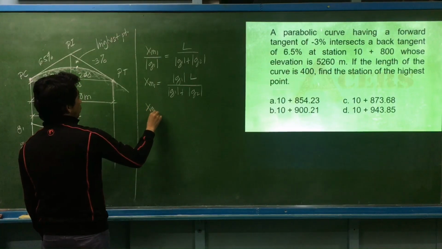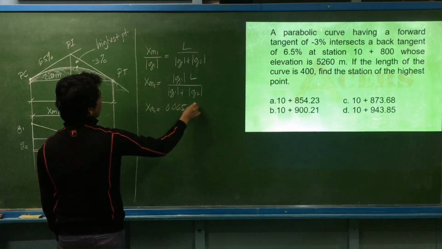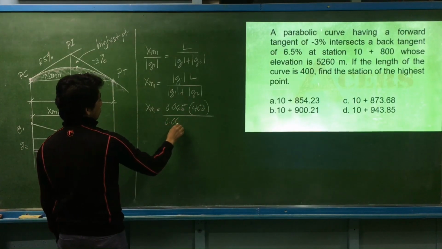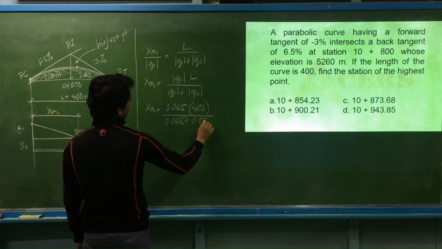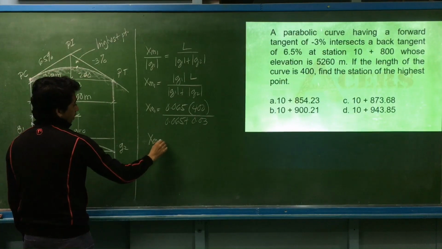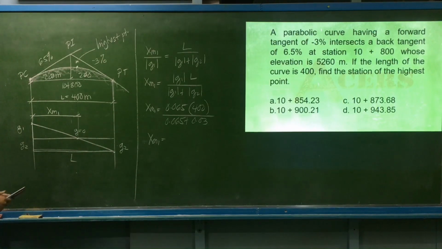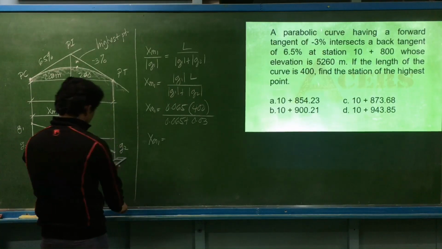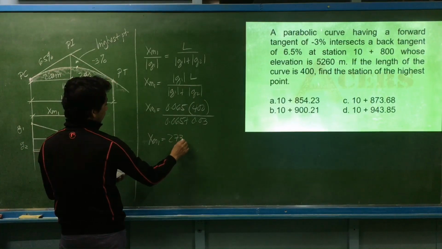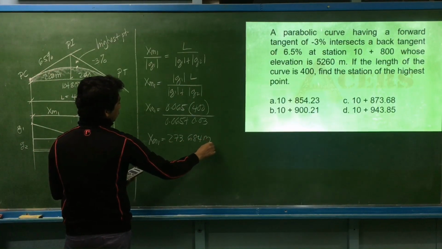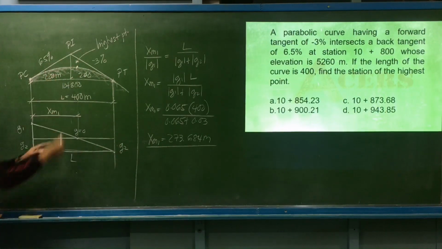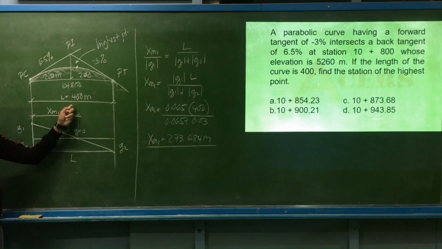This is x of m1 is equal to 0.065 times the length of the curve, 400, divided by 0.065 plus 0.03. So, kunin natin yung x of m1. So, x of m1 is equal to 273.684 meters. So, tama lang yung assumption. Nandito siya sa left side. Lampas 200 since the length of the curve is 400 meters.